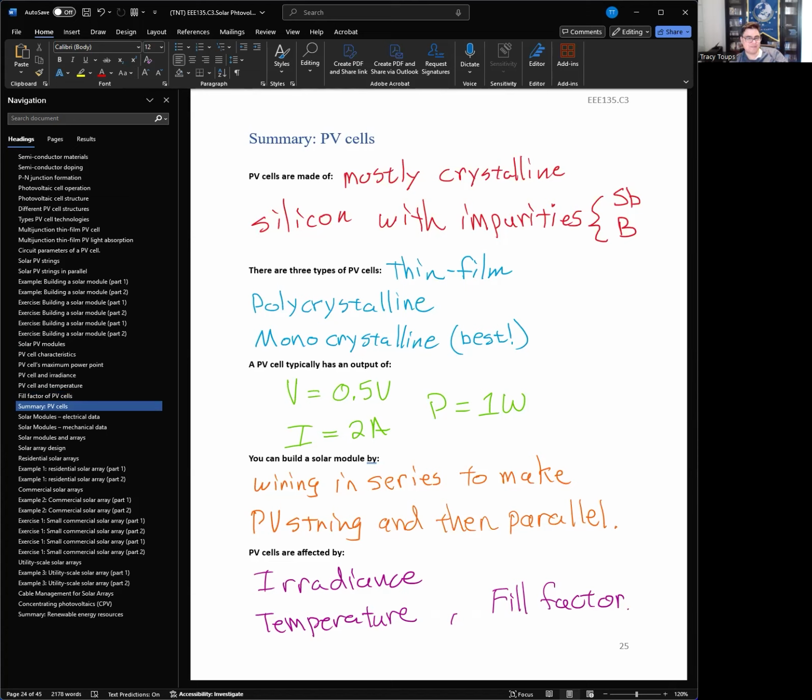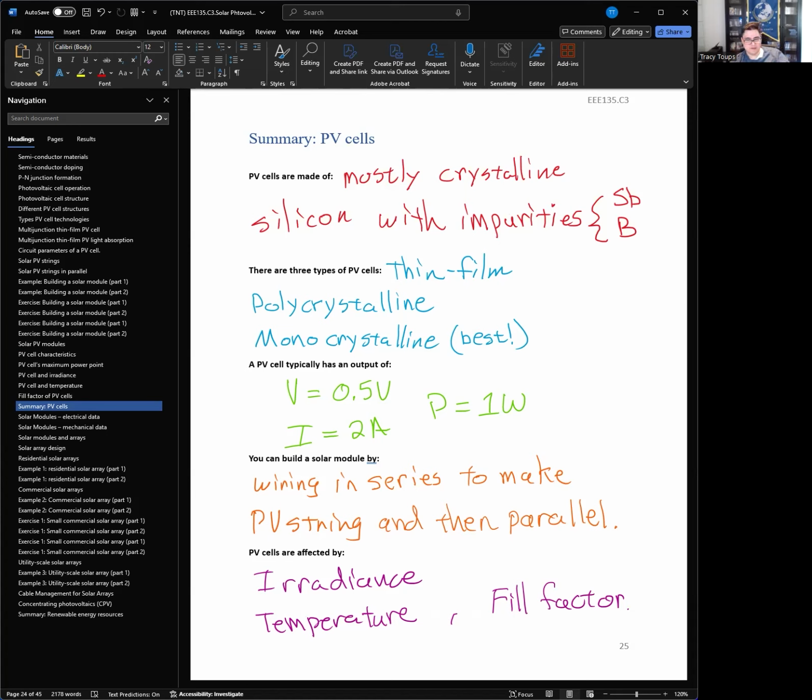Okay. PV cells typically have an electrical output of half a volt and 2 amps, which means their real power P is 1 watt. You can use that as a standard when you're counting cells and designing any type of PV module. A single cell doesn't really do much, so you want to group them together in a solar module or PV module. The idea is you wire them in series to make a PV string to create the voltage you need. Then you copy and paste those PV strings in parallel and increase the current until you have the correct power output you need. And boom, there's your solar panel.